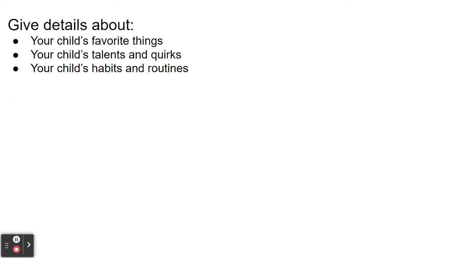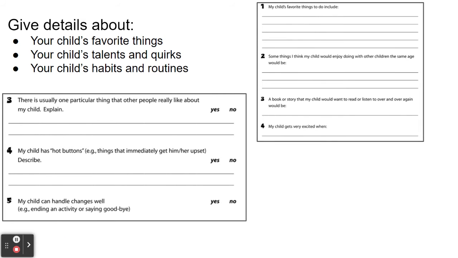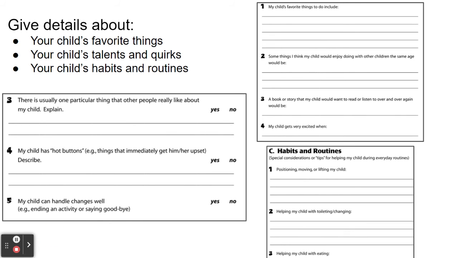In part 2 of the assessment, you will give some details about your child. You might talk about their favorite things. You might write about their talents or their habits. And again, there's a combination of different types of answers to make the whole instrument a little bit easier and quicker to use.